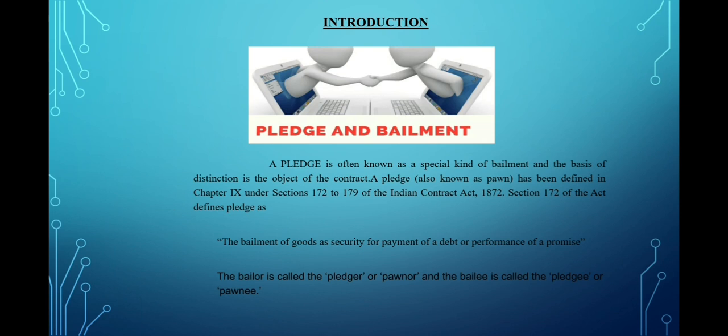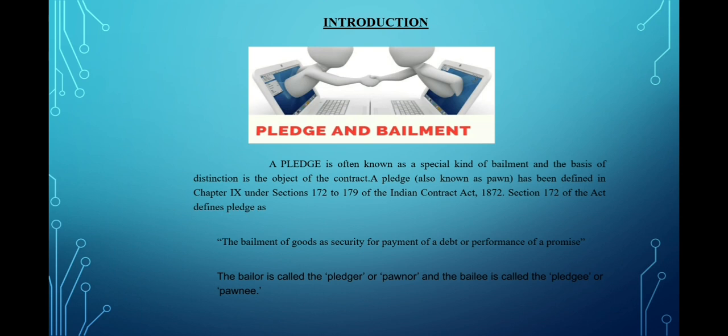As per Section 172 of the Indian Contract Act 1872, it defines pledge as the bailment of goods as a security for the payment of a debt or performance of a promise. Here, a pledge is often known as a special kind of bailment, and the basis of distinction is the object of the contract. A pledge, also known as pawn, has been defined in Chapter 9 under Sections 172 to 179 of the Indian Contract Act 1872.